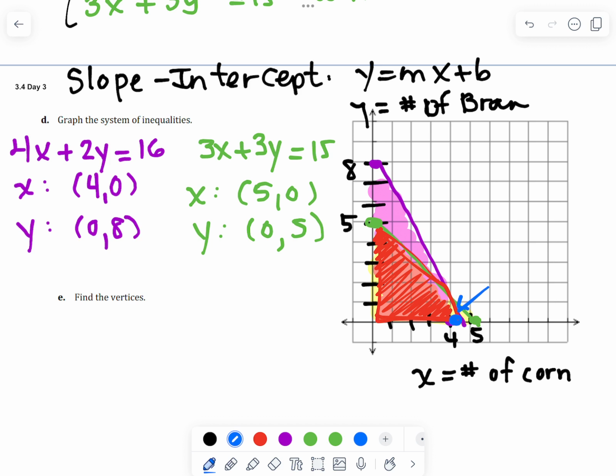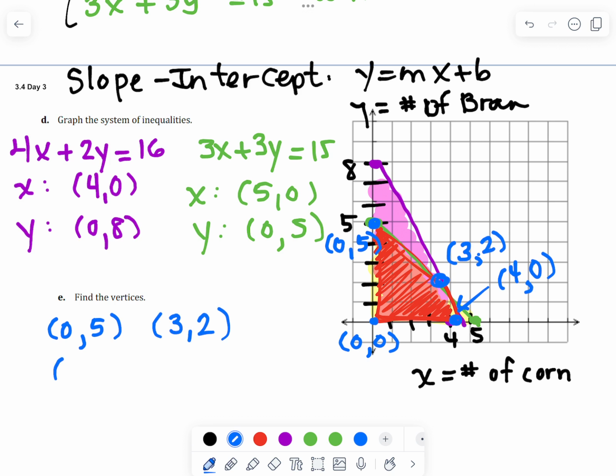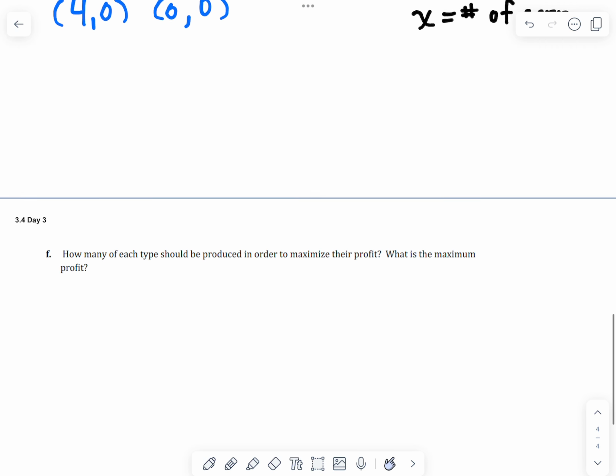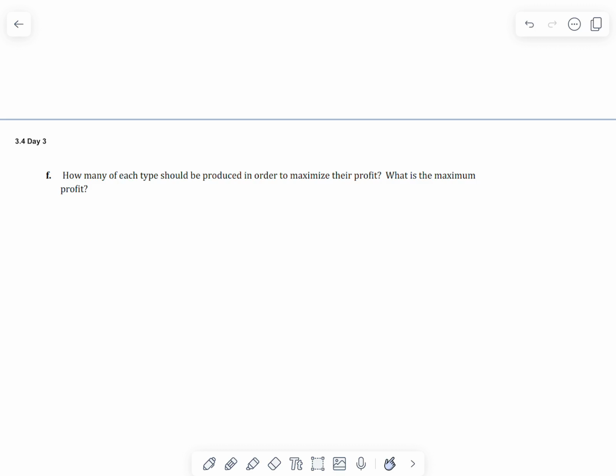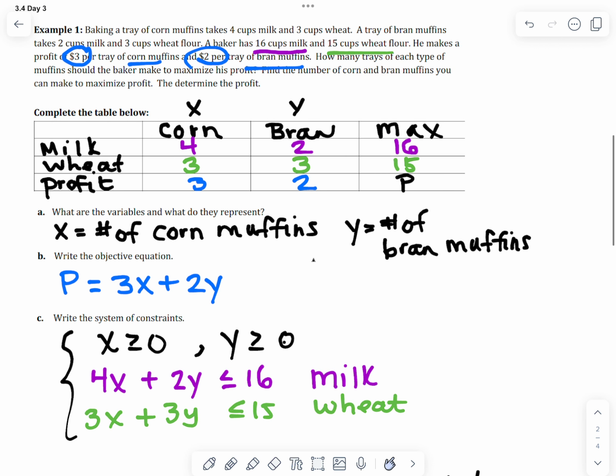The first vertex right here is 4, 0. And I know you can't tell from my iPad here, this is 3, 2. Up on the y-axis, 0, 5. And then 0, 0. So those are our 4 vertices. Then we're going to find out what the maximum profit is. We're going to substitute those 4 vertices into our profit equation.